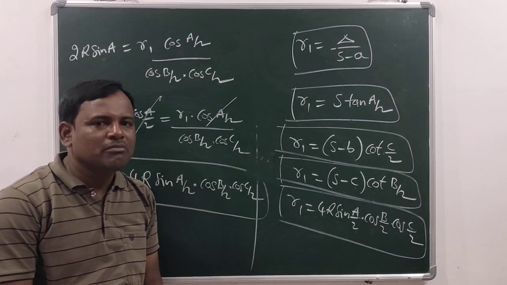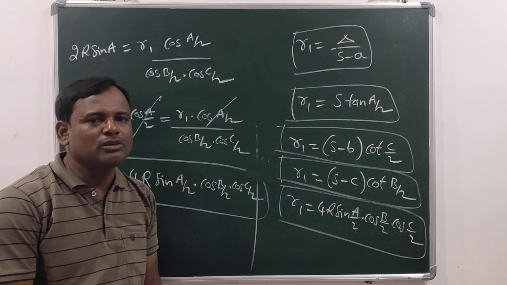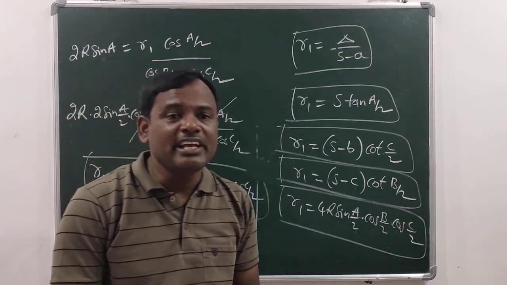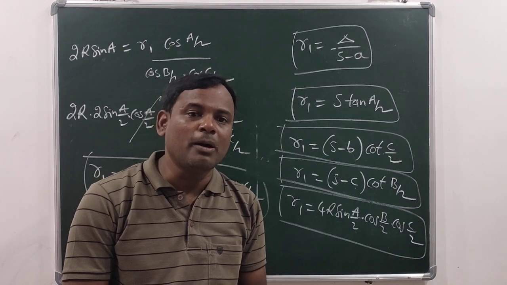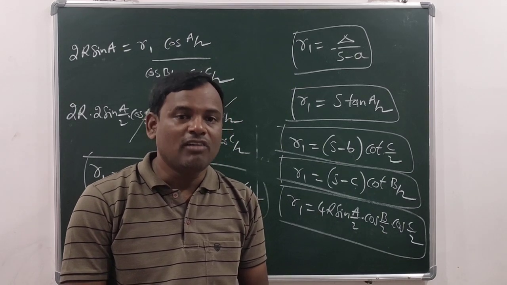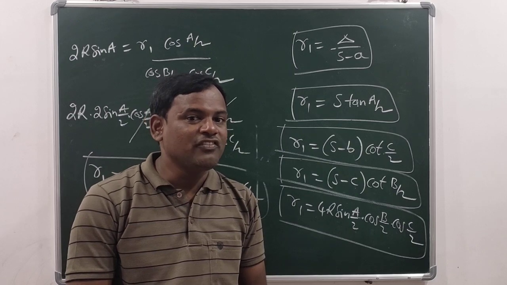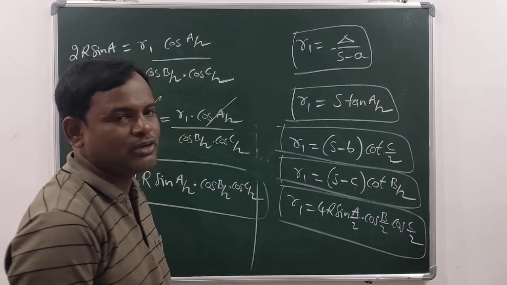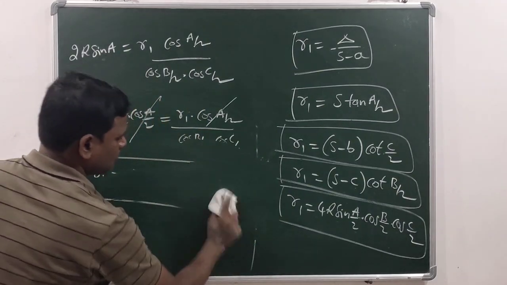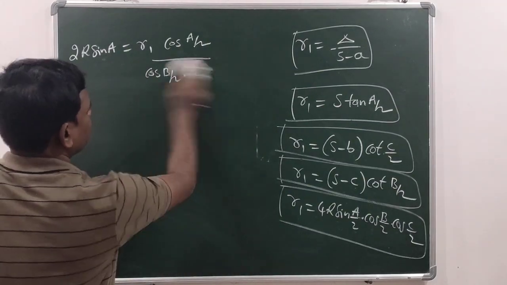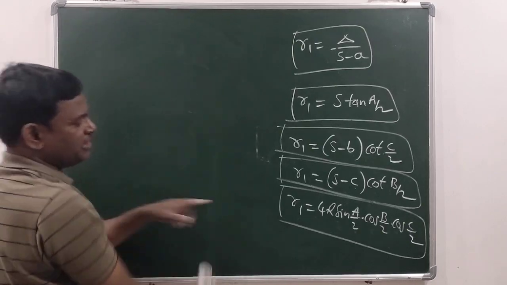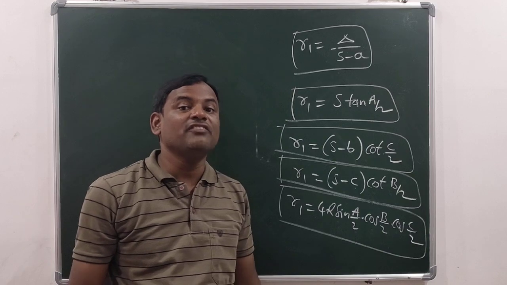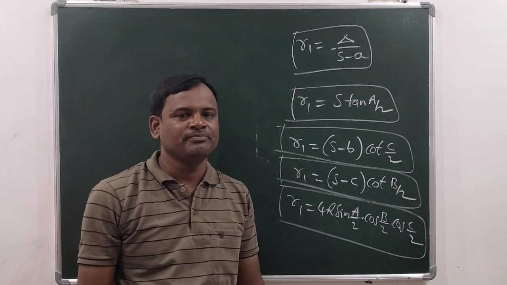Similarly, directly you can write R2 and R3 formulas. What is meant by r2? Radius of the excircle which is formed opposite to vertex B. What is r3? Radius of the excircle which is opposite to vertex C. Now let us write their formulas. You know students, here what is capital R? In previous classes you learnt: radius of the circumcircle.